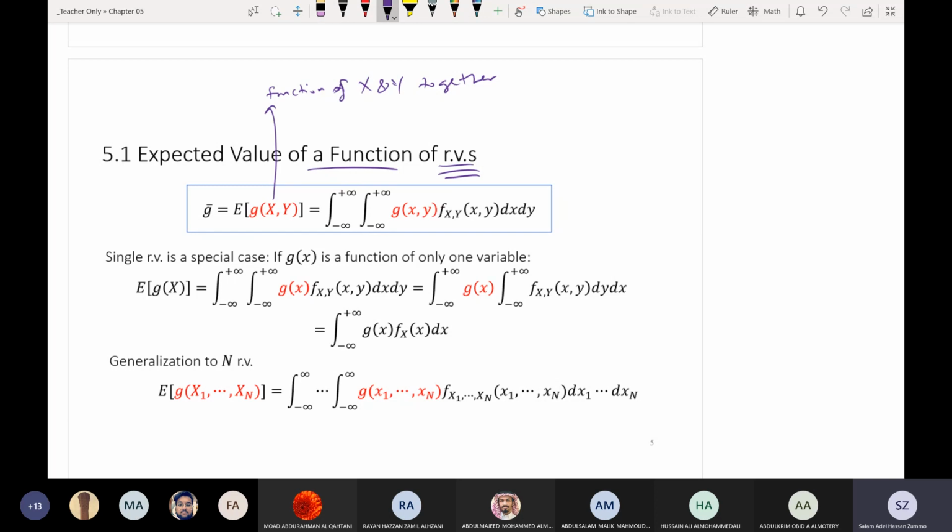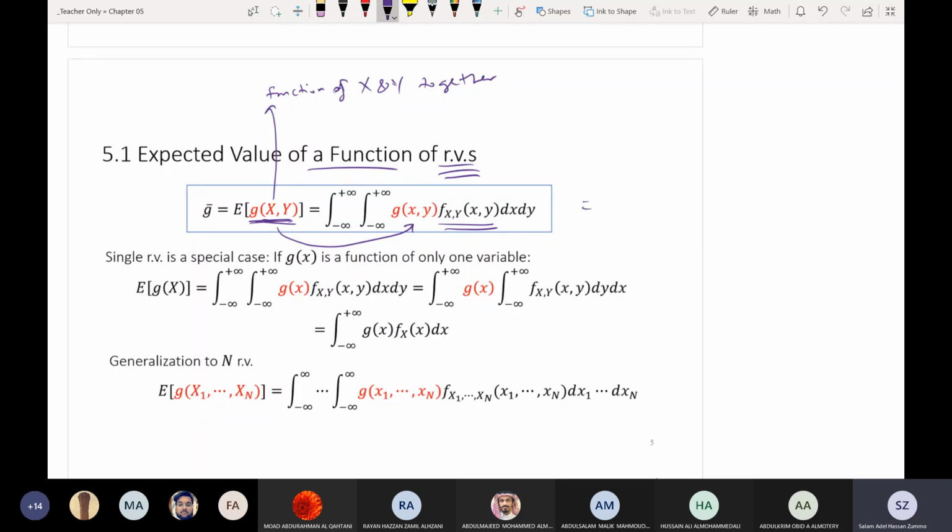Simply, whatever inside the expectation comes next, however, next to what? The joint PDF. Because this is a function of two random variables, you cannot take it with respect to a single PDF or marginal PDF only. So whatever inside comes in the double integral, next to the joint PDF.